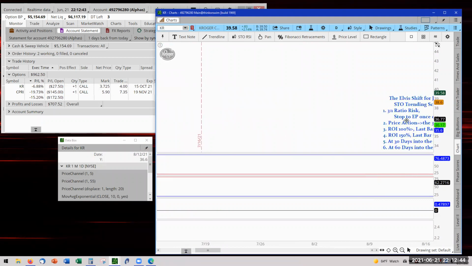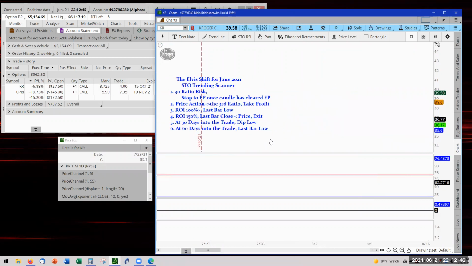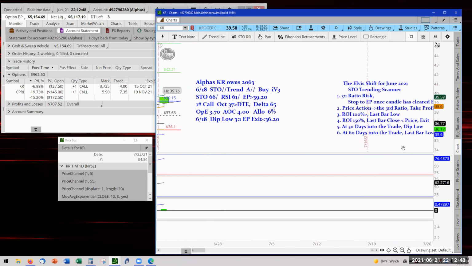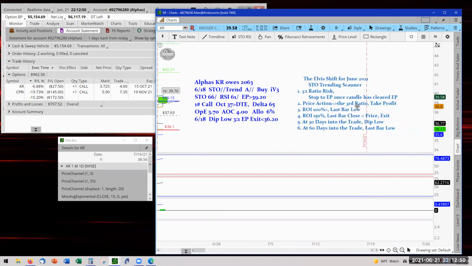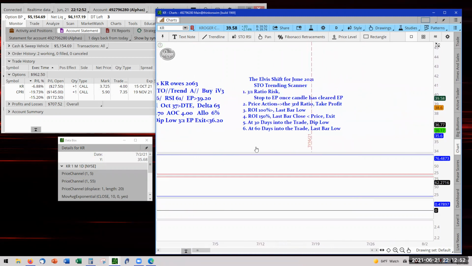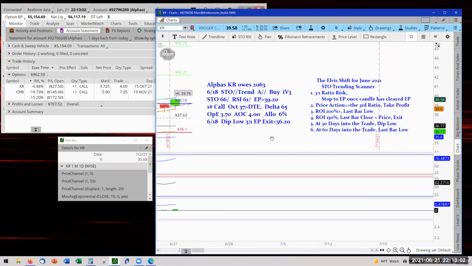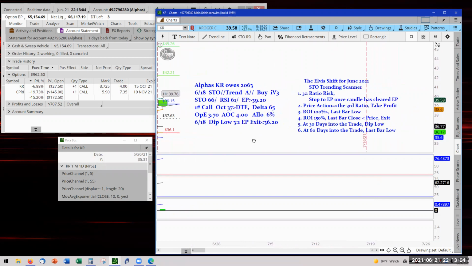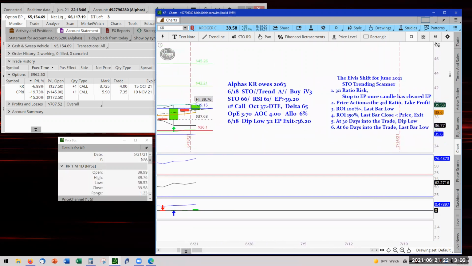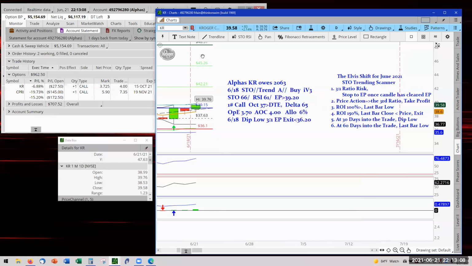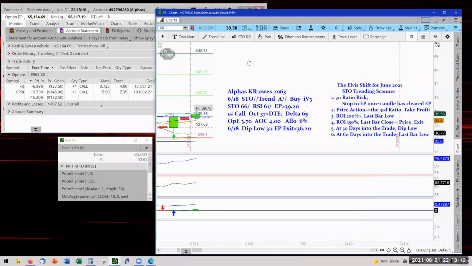And where are my rules? Oh, there they are. So a quick reminder on the rules for this month. Let's go ahead and just put them on the screen there. A quick review: the view of the Elvis shift is that EP stop, once the candle clears the EP, that's what we're talking about over here. It clears up in here. Then price will take profit when it hits the third ratio, which is way up there at 48.31 for KR.